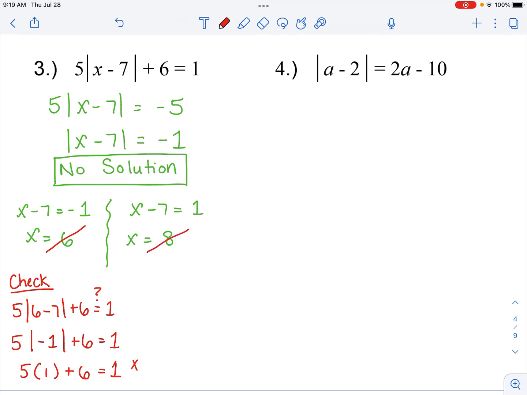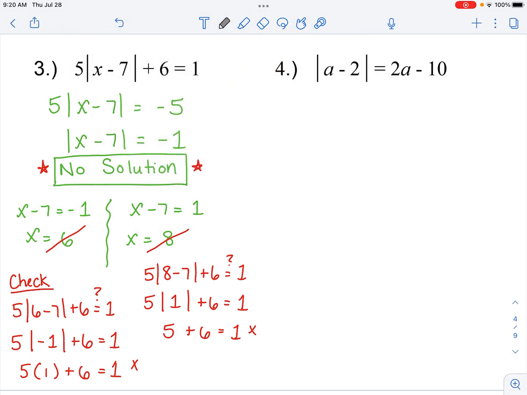So if I go through the other check, I'm going to get 5 absolute value of 8 minus 7 plus 6 equals 1. And I'm going to get 5 absolute value of 1 plus 6 equals 1. So again, I'm going to get 5 plus 6 is equal to 1, which is not true, which is why there's no solution to this particular one. Again, if you recognize it back up here, you are allowed to stop and move on.